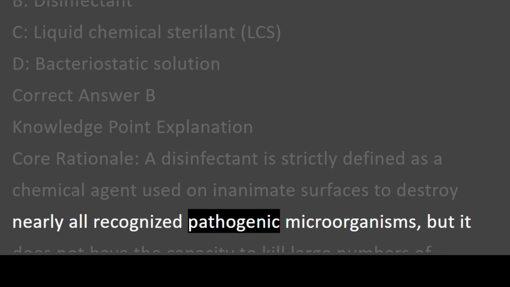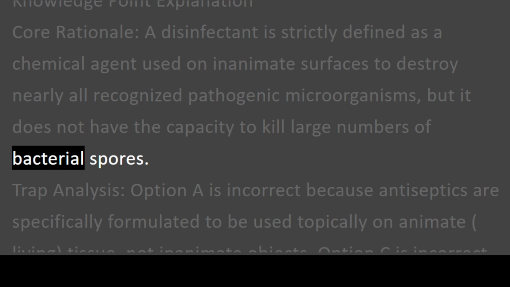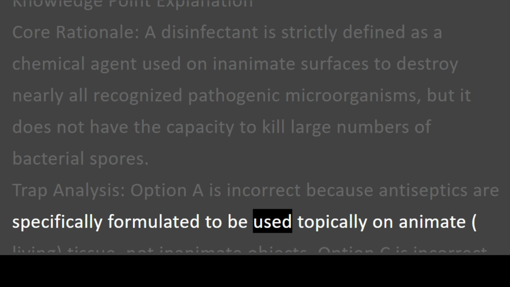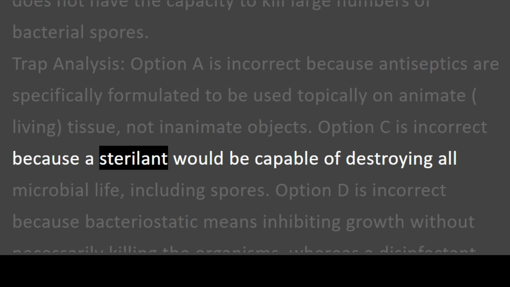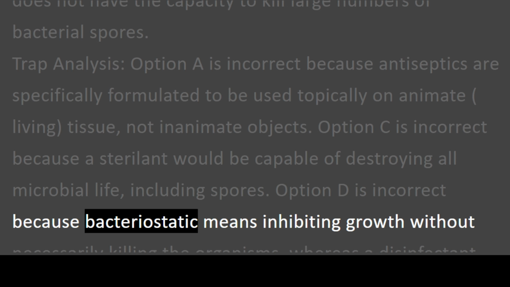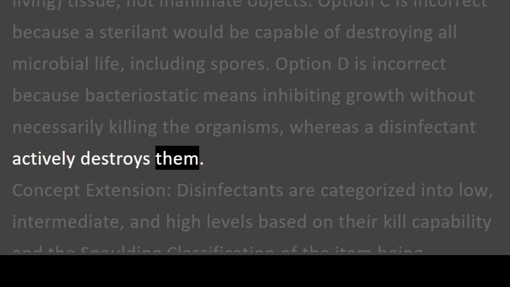nearly all recognized pathogenic microorganisms, but it does not have the capacity to kill large numbers of bacterial spores. Trap analysis: option A is incorrect because antiseptics are specifically formulated to be used topically on animate, living tissue, not inanimate objects. Option C is incorrect because a sterilant would be capable of destroying all microbial life, including spores. Option D is incorrect because bacteriostatic means inhibiting growth without necessarily killing the organisms, whereas a disinfectant actively destroys them.